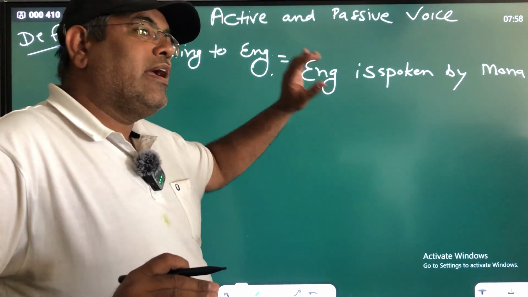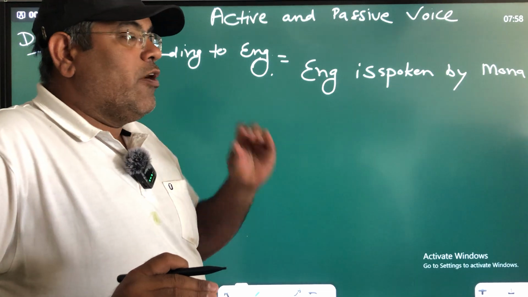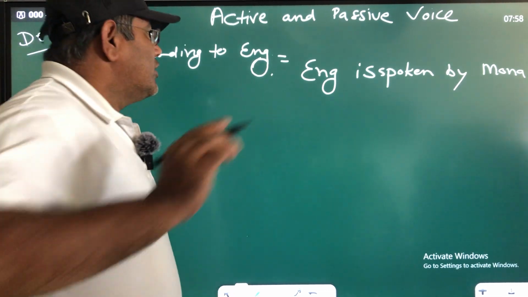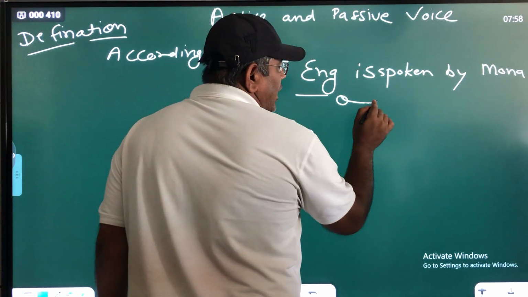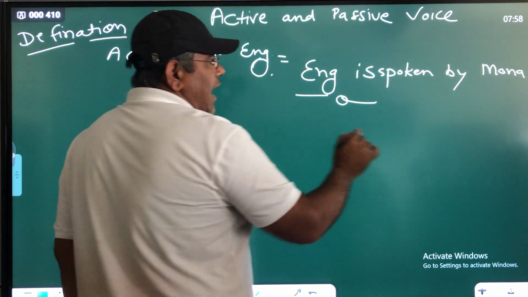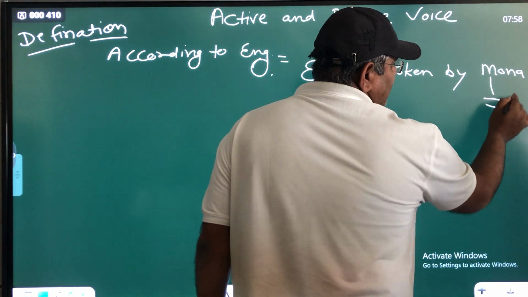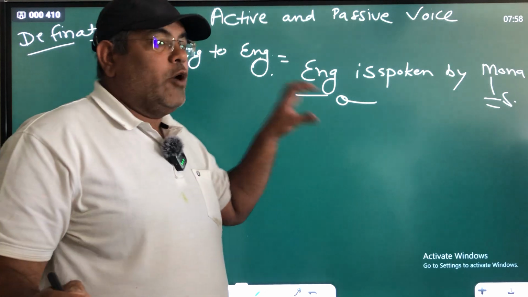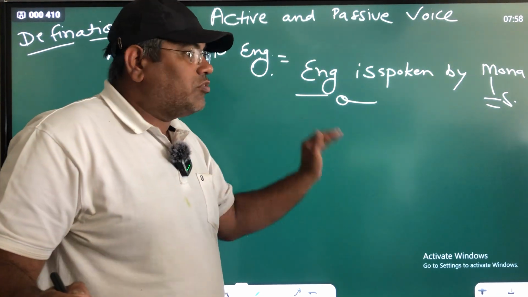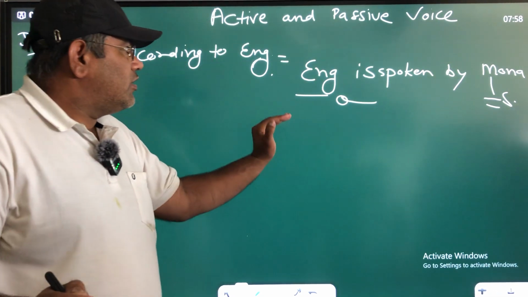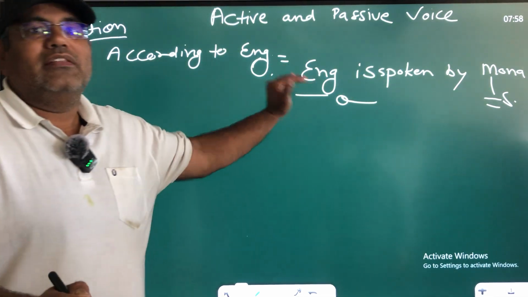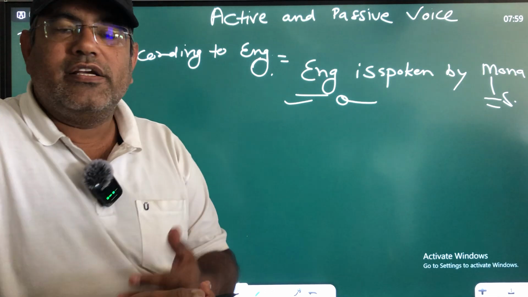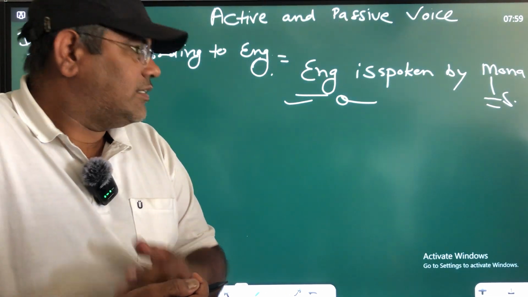English Mona ke dwara boli jati hai. It means we are focusing on English. Is that clear? So English was the object according to active voice here, and Mona was the subject according to active voice. But right now you can see that we are focusing on the object. So that's why we took this object as the subject in this sentence. So this is the passive voice as a sentence. Is that clear? Yes, sir.